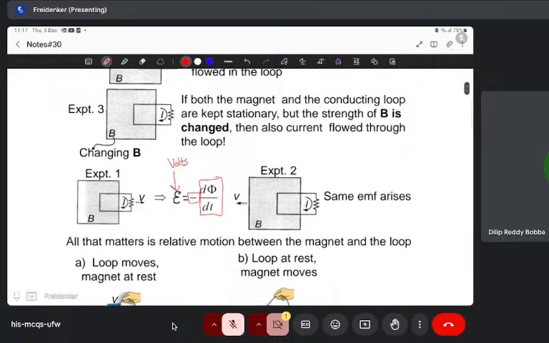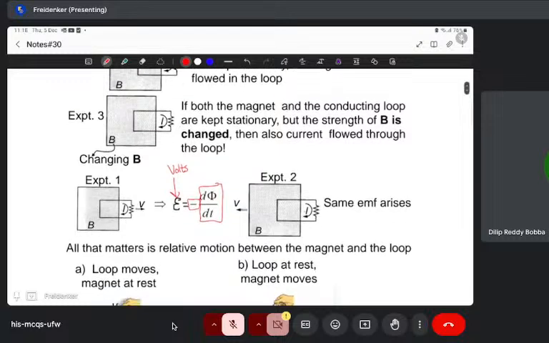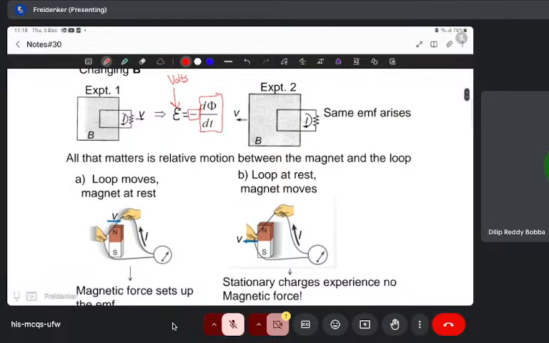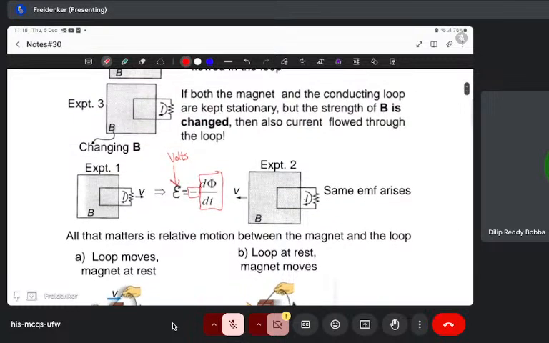But here we are not using any potential difference. This is induced just because of a phenomenon, electromagnetic induction. Induction of current due to change in magnetic flux is called electromagnetic induction. And this epsilon is called EMF, electromotive force. Its units are volts. It is a measure of the rate of change of magnetic flux.